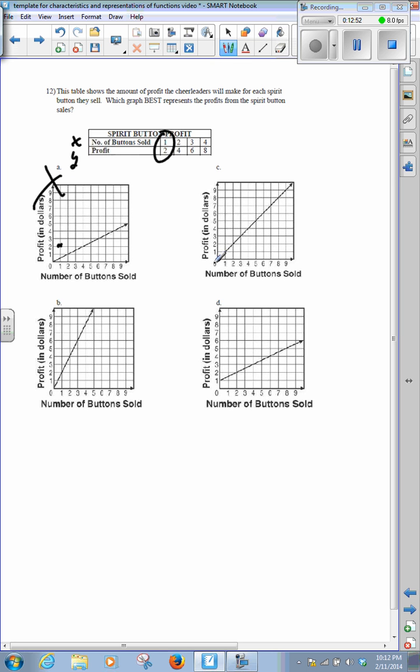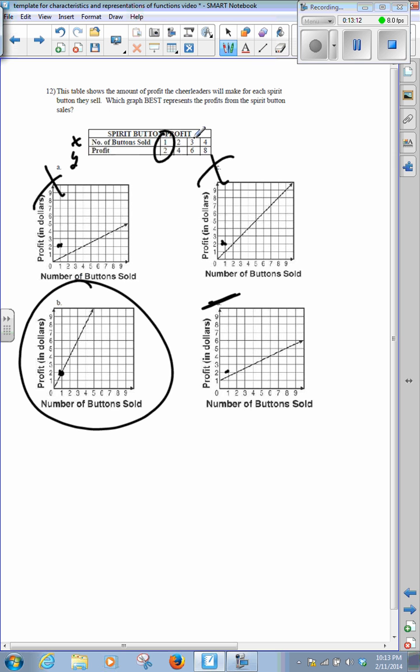Let's see, number of buttons is 1, profit 2. Nope, that one doesn't fall on the line. Number of buttons 1, profit is 2. Oh, there's one where it falls on the line, so that could be it. Number of buttons 1, profit is 2. Nope, doesn't fall on that one either. It has to be B.